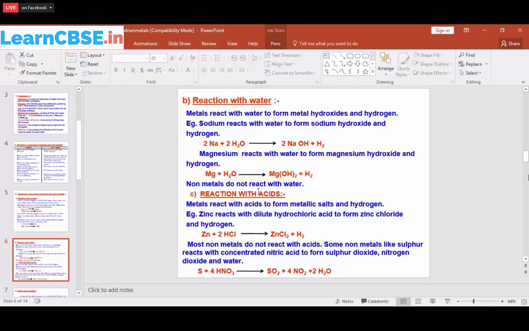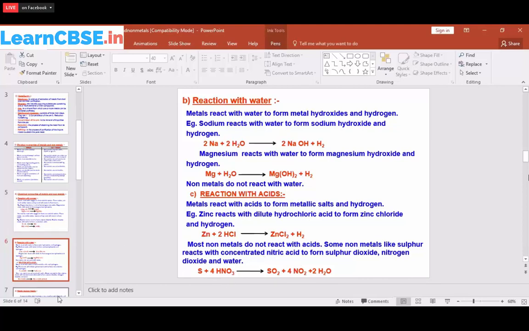So next one is the reaction with acids. Metals can react with the acids to form the metallic salts and the hydrogen. For example, when zinc reacts with dilute hydrochloric acid, it forms zinc chloride and hydrogen gas. Most of the non-metals do not react with the acids. Some non-metals like sulfur react with concentrated nitric acid to form sulfur dioxide, nitrogen dioxide and water. So sulfur reacts with nitric acid, forming SO2, NO2 and water.